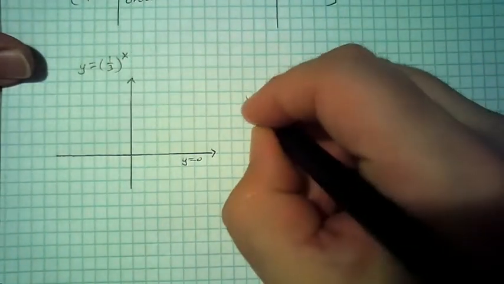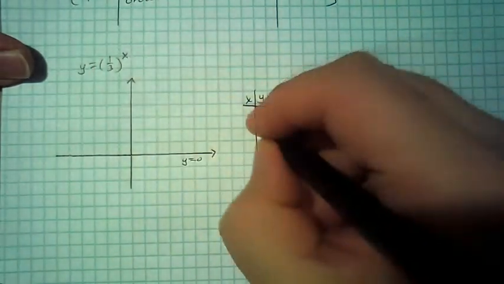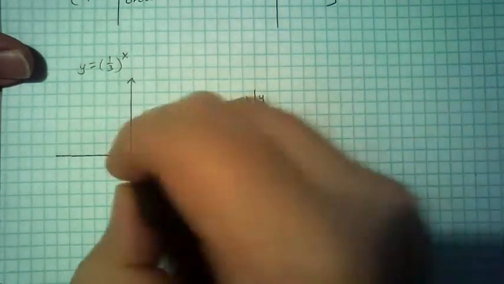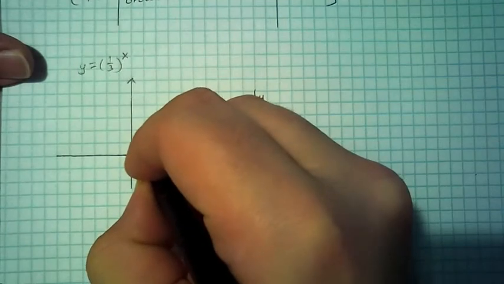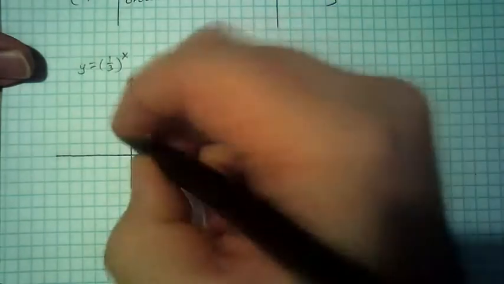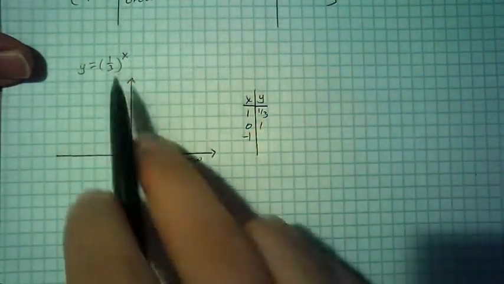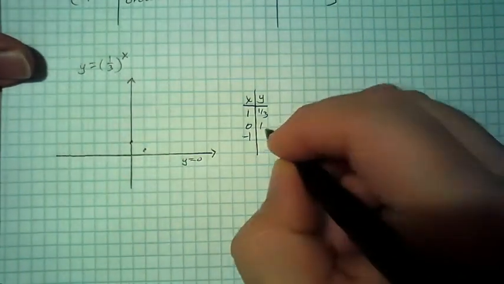The rest is just making a table of values. If you try sticking in positive numbers, you'll get fractions, which is fine. 1 will be 1/3. Just graph 1/3 as best you can. Don't worry too much about it. Sticking in 0 gives us 1, just like always. Now the negative ones become easier to stick in, because if I stick in -1, it turns that upside down, and I get 3.